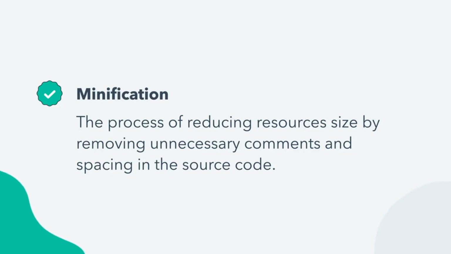Minification is the process of reducing resources size by removing unnecessary comments and spacing in the source code. These characters include white spaces, line breaks, and comments, which are useful for humans but unnecessary for machines. Don't worry. Minification is not a permanent change to the code. In general, minification creates a new minified version of your source code. This means that you can always continue editing your source code and re-minify your code to make it smaller again.